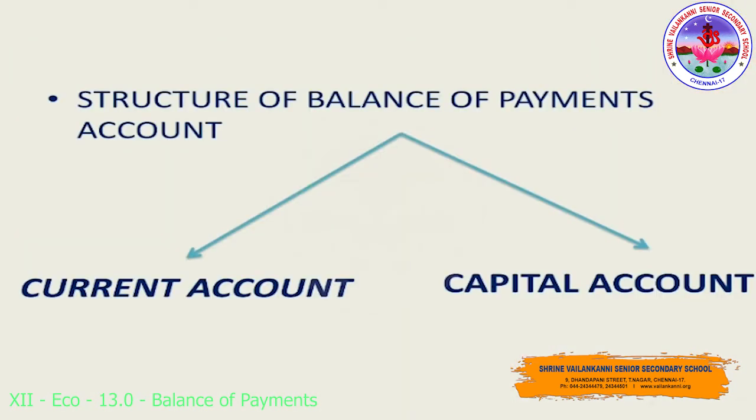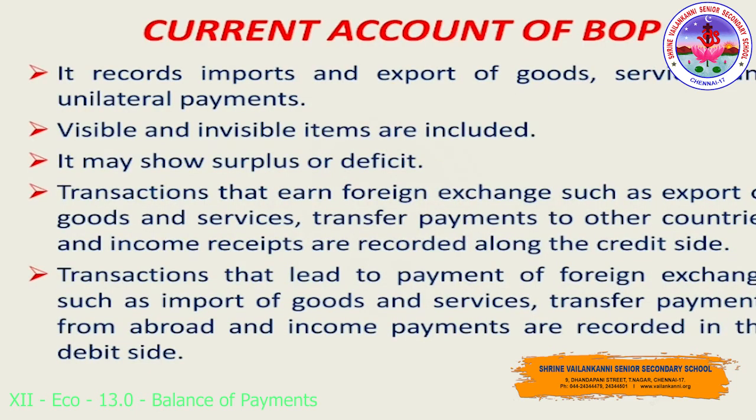Structure of balance of payment account: current account and capital account. Let's see the first one, the current account of balance of payment. It records imports and exports of goods and services and unilateral payments. Second point, visible and invisible items are included. It may show surplus or deficit. The transactions that earn foreign exchange, such as export of goods and services, transfer payments to other countries, and income receipts, are recorded on the credit side.